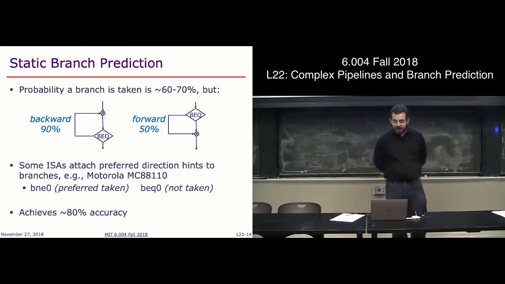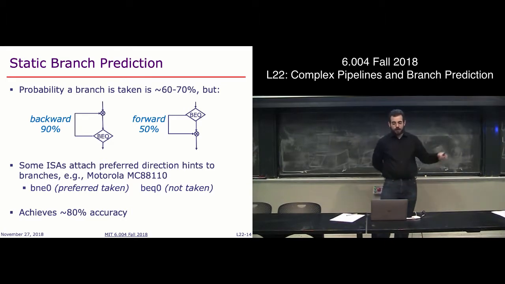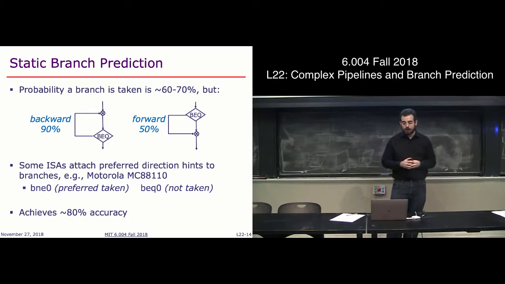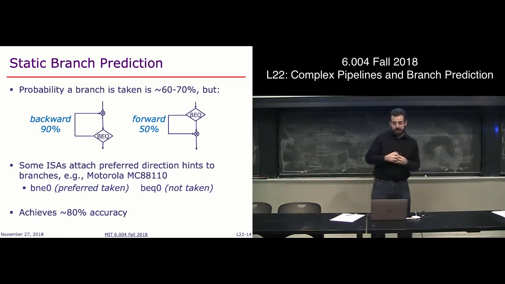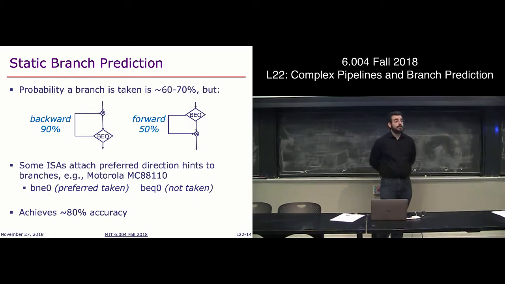And so you can start building a little bit of logic that, as early as decode, says, oh, if this is a backward branch, I'm going to predict that it's taken. And so I'm going to redirect control flow earlier. So some ISAs actually add instructions to give hints, to essentially tell the processor, look, this is a branch if not equal, but assume that it's going to be taken, or assume that it's not going to be taken. And so by just adding these hints through the proper compiler analysis and so on, we can achieve 80% accuracy in branch prediction, which is not bad.